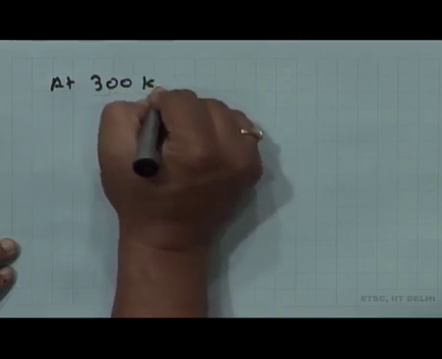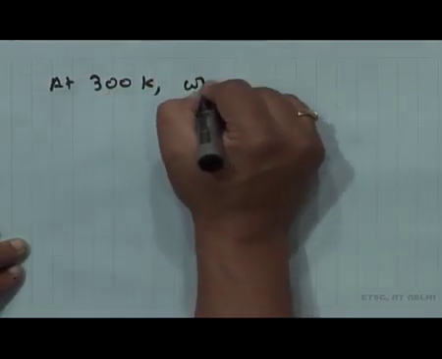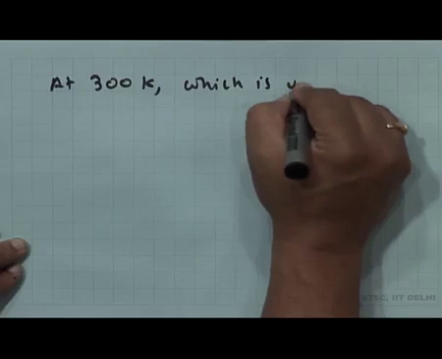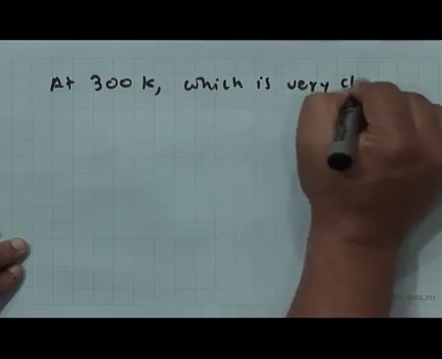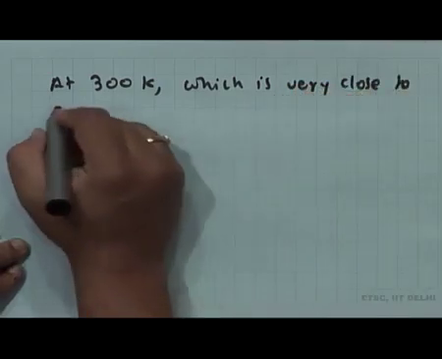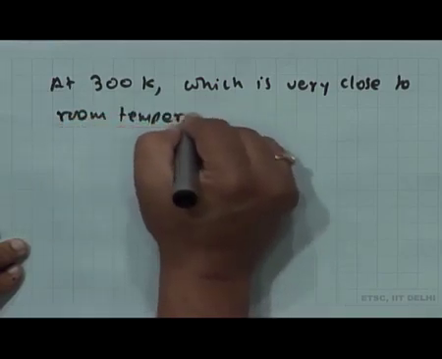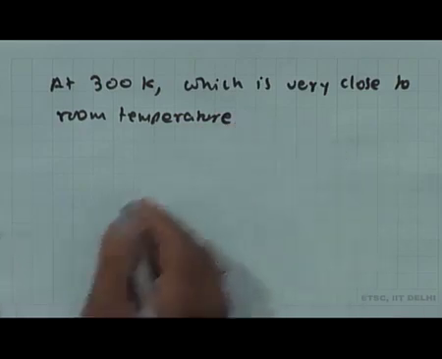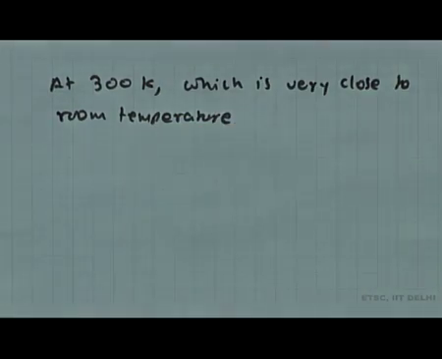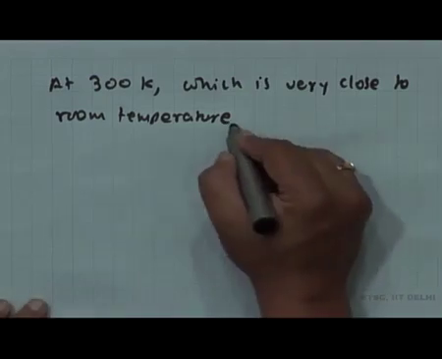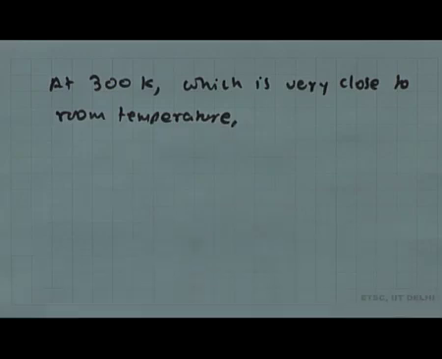300 Kelvin, which is very close to room temperature. So when we say room temperature, we are saying 300 minus 273, which is about 27 degrees Celsius. Okay, at 300 Kelvin, which is very close to room temperature, that is the traditional room temperature that we take.